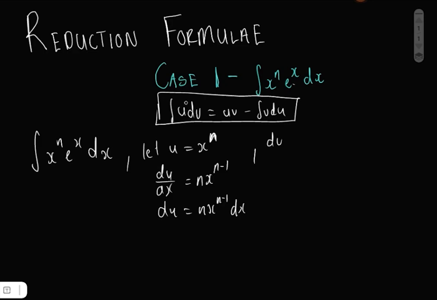You are always going to look for u, so it's u dv first, and then at the end it's v du. In the middle it's just uv minus v du. So what is dv now? We need to find dv.